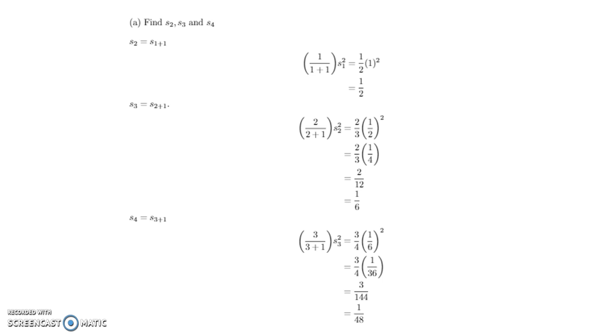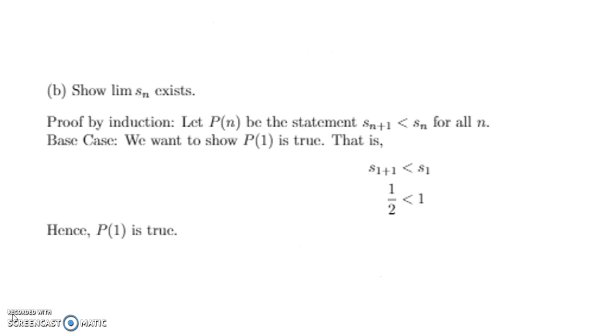So now we're going to be moving on to part B. For part B, they say show that the limit of s sub n exists. We're going to do this by induction. So we're going to let P of n be the statement s sub n plus 1, which is less than s sub n for all n.